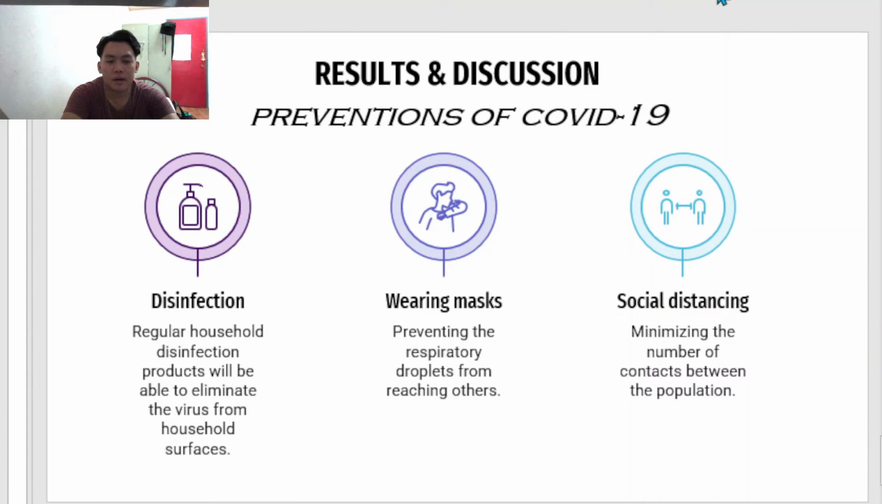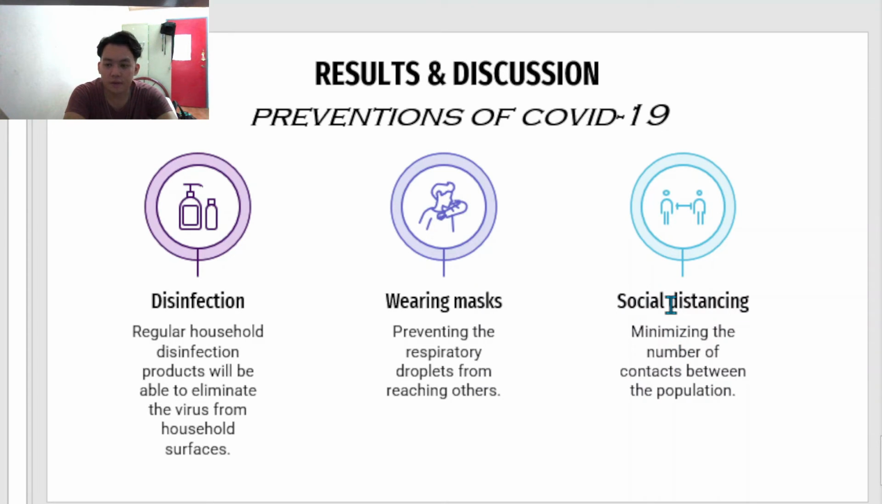Moving on to the last part of the result and discussion, which is the preventions of COVID-19. Our government has implemented various countermeasures to prevent further spread of the disease, such as wearing masks and social distancing. COVID-19 spreads from infected people to susceptible people mainly through respiratory droplets. So that's why we need to wear masks. Masks work simply as a barrier to help prevent the respiratory droplets from reaching others, whereas social distancing, on the other hand, helps in decreasing the number of contacts between these groups. When there is less contact, there will be less chance of this virus transmitting to others.